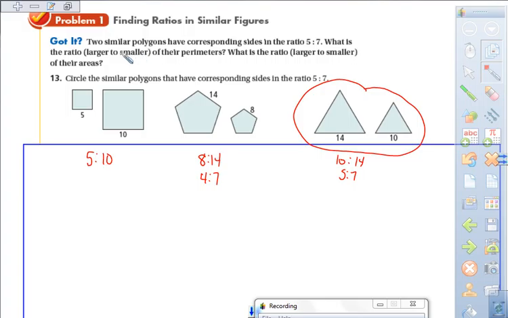So back to the question. Two similar polygons have corresponding sides in the ratio of 5 to 7. What is the ratio of their perimeters? Well, the same. Sides and perimeters have the same ratio. What is the ratio of their areas? So now we use the formula 5 squared, 7 squared, and we get 25 to 49.